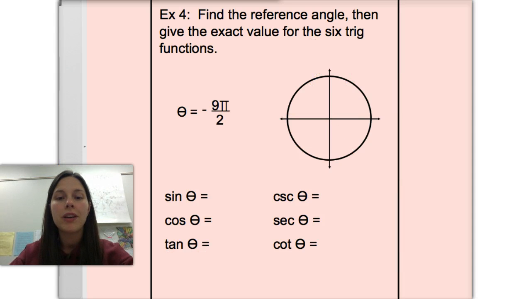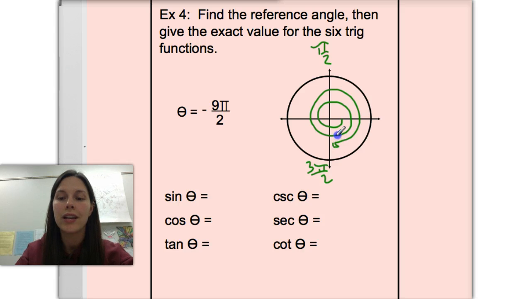Our last example, we have -9 pi over 2. Because we have pi over 2 up here, which has a different value from the 3 pi over 2, we just need to figure out which one of those points that -9 pi over 2 lands at. So rotating in the negative direction, we'd have -1 pi over 2, full pi, 3 pi, 4 pi, 5, 6, 7, 8, 9. So our -9 pi over 2 would land at the point 0, -1.